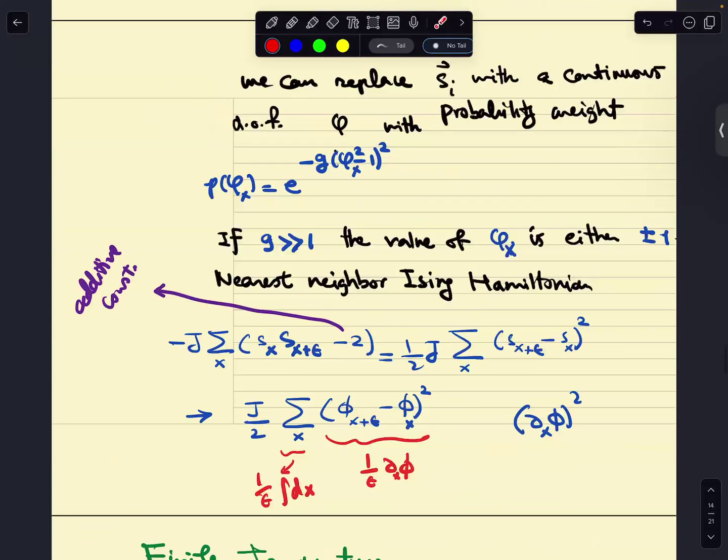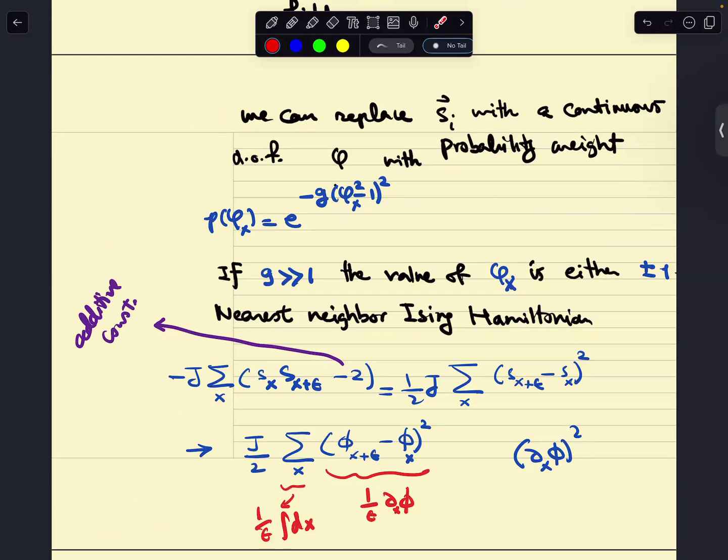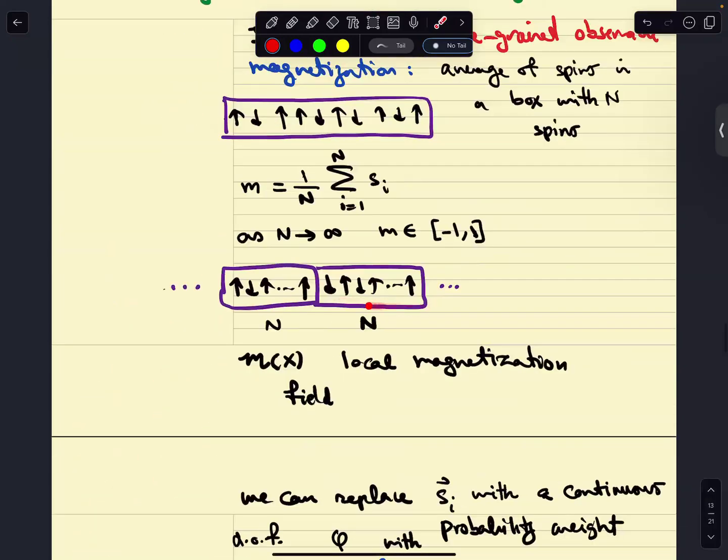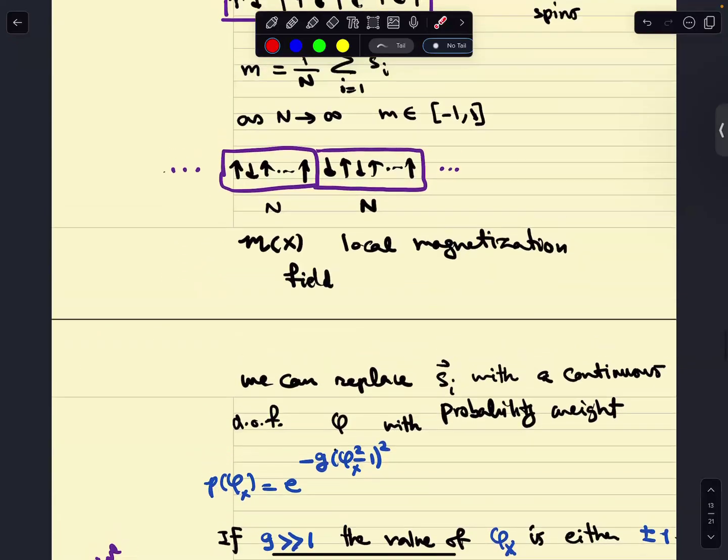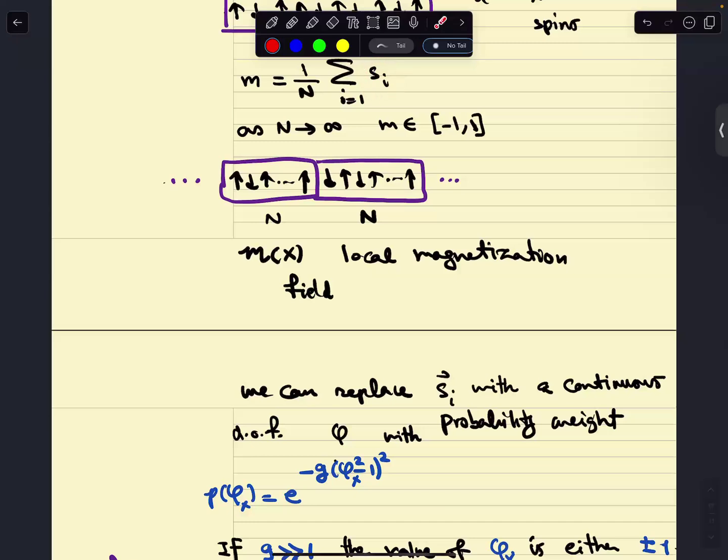All right. Now, here I argued for this variable becoming continuous, but there's actually a trick that can replace the discrete +1, -1 spin variable.